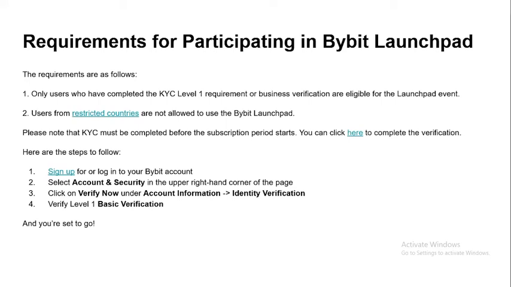Here are the steps to follow. You sign up for or log into your Bybit account. Select account and security in the upper right hand corner of the page. Click on verify now under account information and go to identity verification. Then you verify level 1 basic verification and you are set to go.